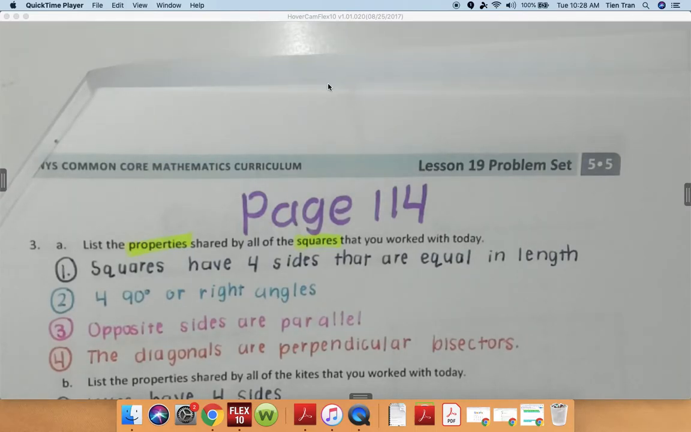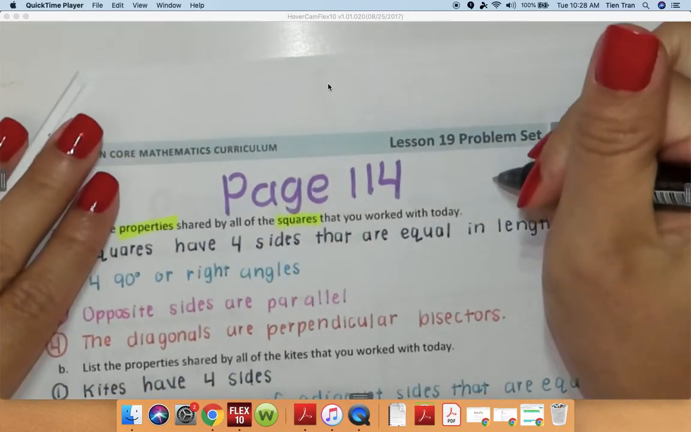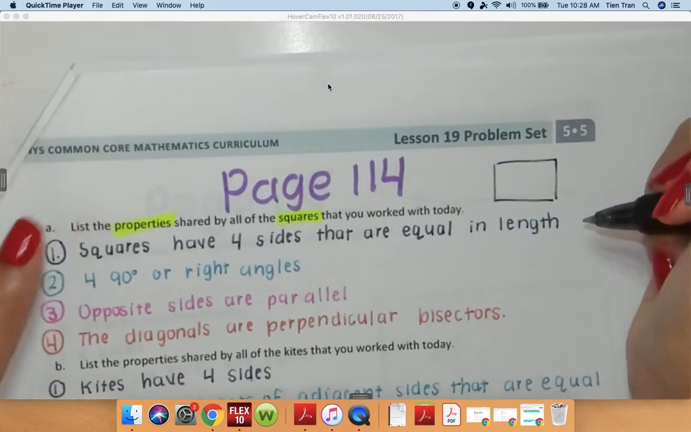We are on page 114 and lesson 19 problem set. So, problem number 3 asks you to list the properties shared by all of the squares that you worked with today. So, the first thing that we know about squares is that squares have 4 sides that are equal in length. So, I'm going to draw a square right here so you guys can kind of see.